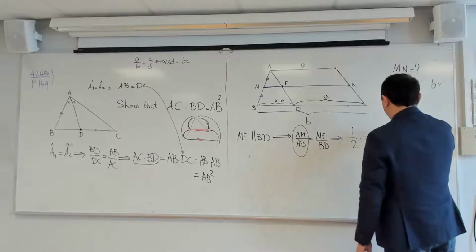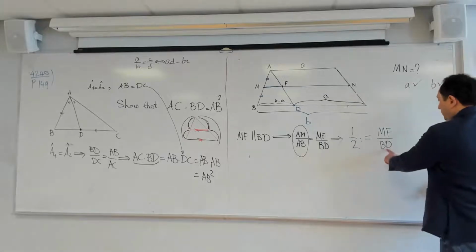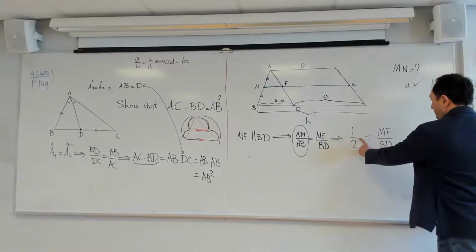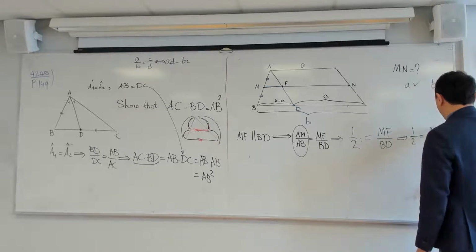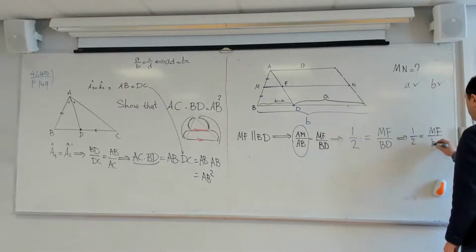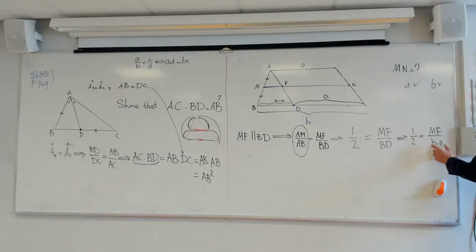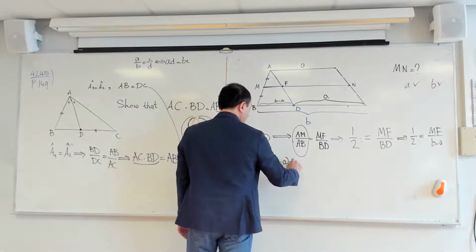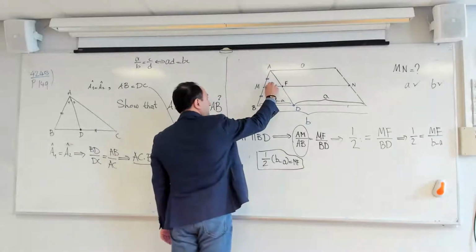And then MF is over BD. Okay, but we already know BD, yes? BD is B minus A. This is on the board. So then 1/2 is equal to MF over B minus A. But let me find MF. How? I multiply both sides by B minus A. Yes, so it becomes 1/2 times B minus A is equal to MF. At least this I would call progress. So I was able to find this part.